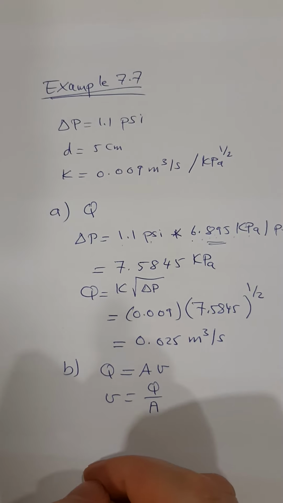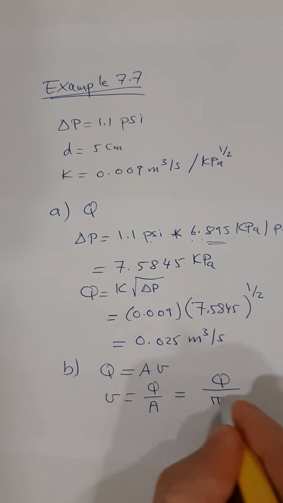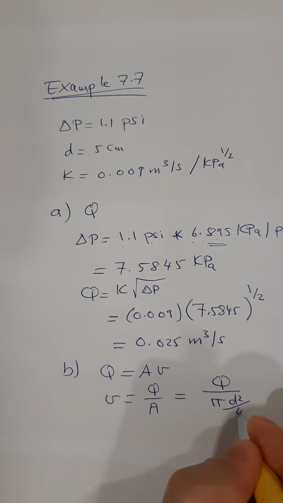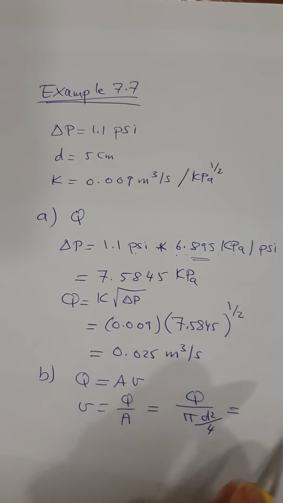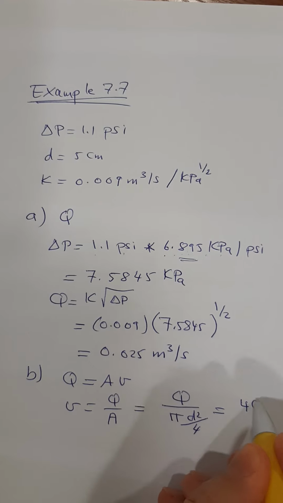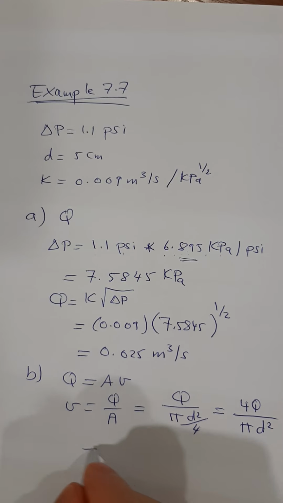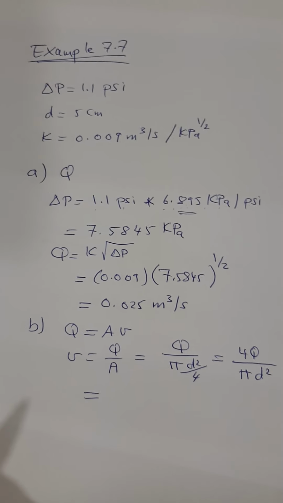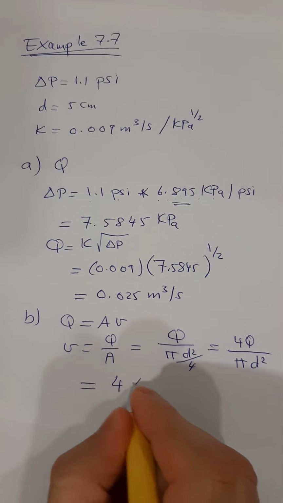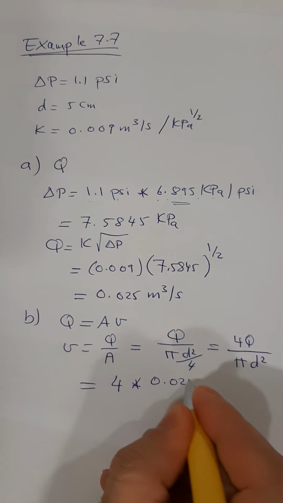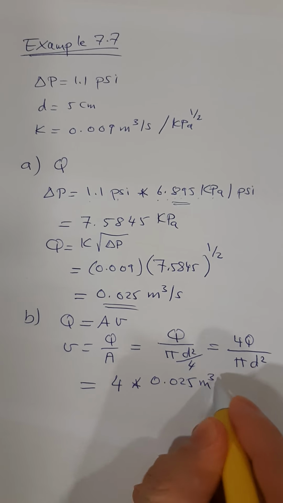Okay, so we need to calculate A, or we can just divide Q by A, which is D squared over 4. This is equal to 4 times Q over pi D squared. We substitute in this equation, so we have 4 times Q, which is 0.025. We already calculated Q here, so it is meter cubed per second.